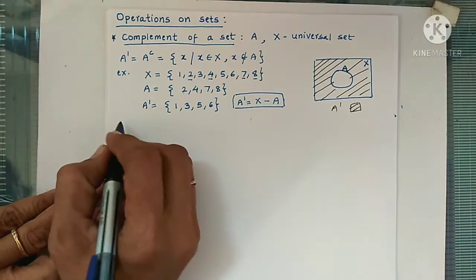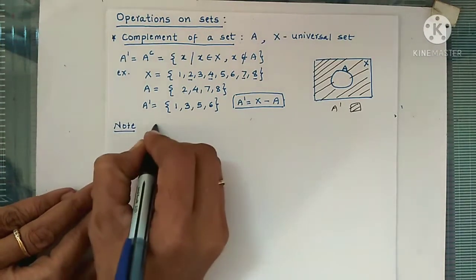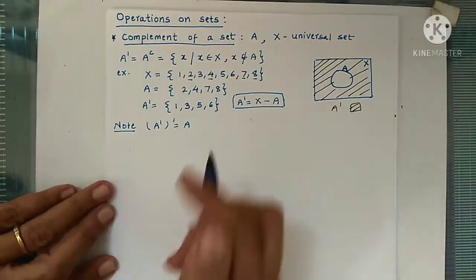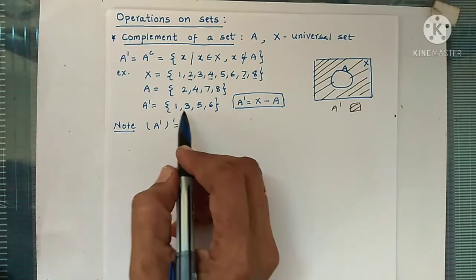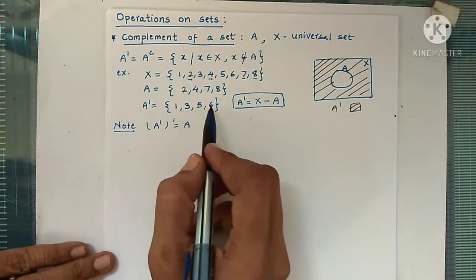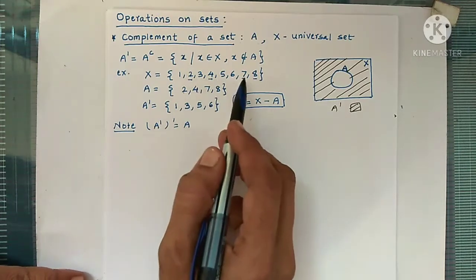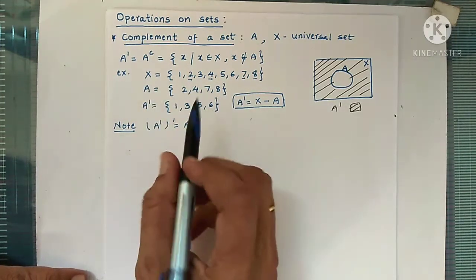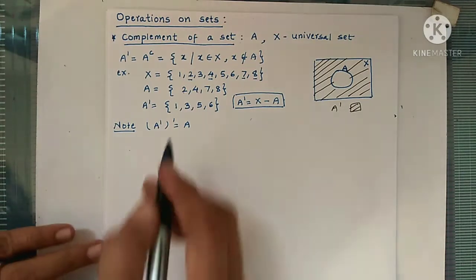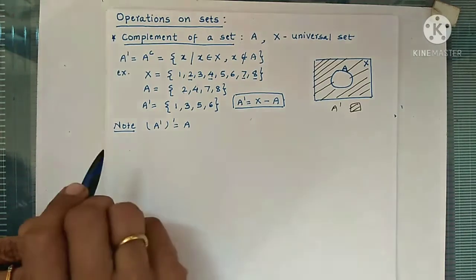If we consider properties of complement, you can see that the complement of A complement is A, because if we try to write down the complement of this A complement, then we don't have to write 1, 3, 5 and 6. We have to write the remaining elements, and those are 2, 4, 7 and 8, which is nothing but set A. So the complement of a complement is that set itself. So the first property of complement is that the complement of a complement is that set itself.